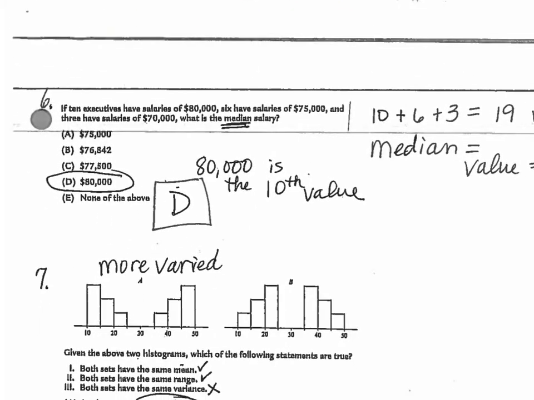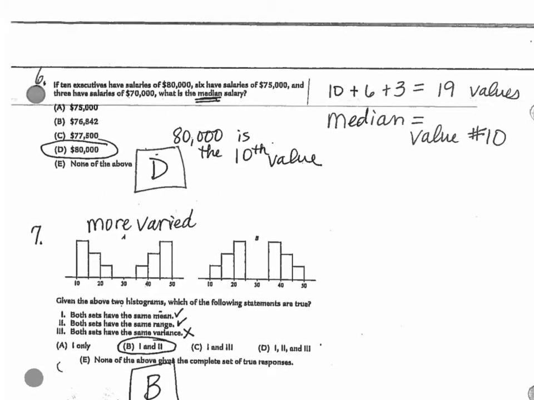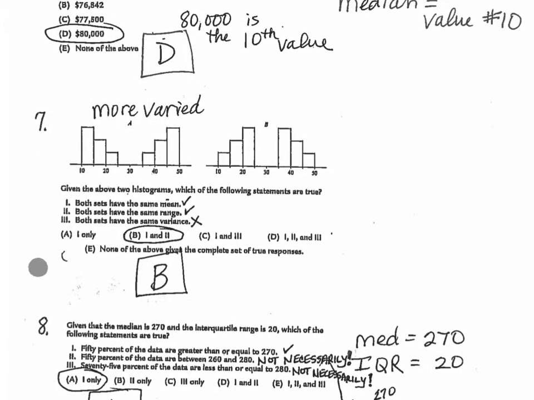Number 6 is D. There are 19 pieces of data and the median would be data piece number 10, which would be 80,000. Okay, number 7 I talked to a lot of you guys on Friday about. When you envision a mean, think of a teeter-totter or a balance beam, and wherever it balances, that balance point literally is your average. And so those did have the same average. They did have the same range from 50 to 10, which was a range of 40, depending on those exact individual values in there. But the variance is different.